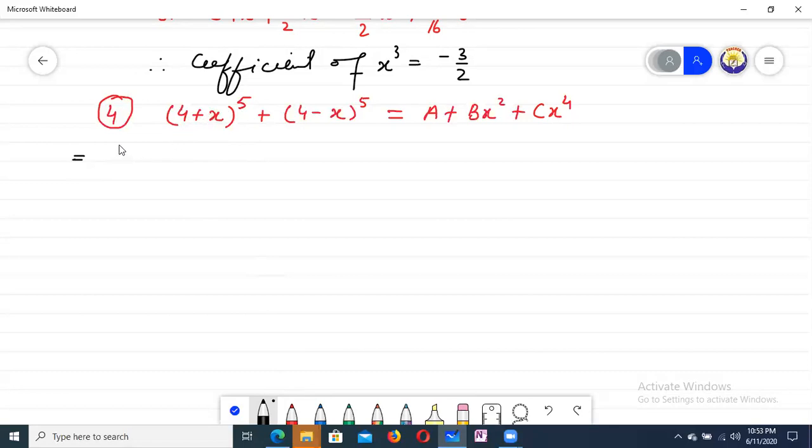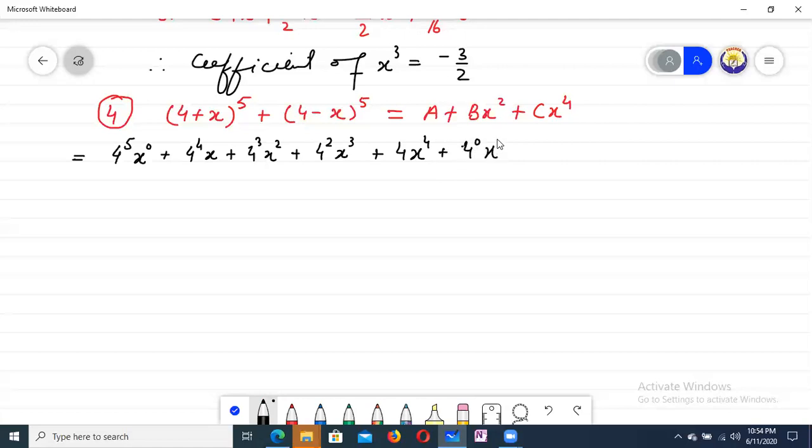Okay, first of all, 4 raised to the power 5, now I will do directly, and x raised to the power 0, plus 4 raised to the power 4 into x raised to the power 1, plus here will be 4 cube x square, plus 4 square x cube, plus 4 raised to the power 1 x raised to the power 4, plus 4 raised to the power 0 and x raised to the power 5.